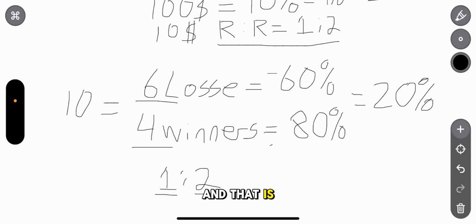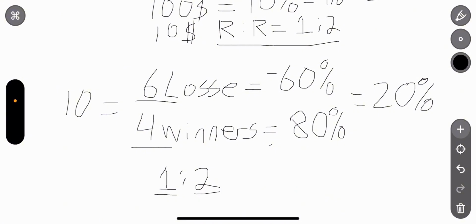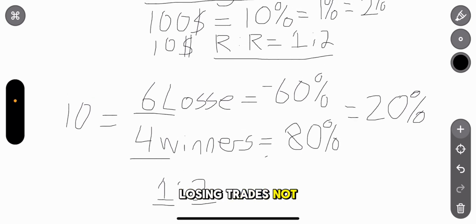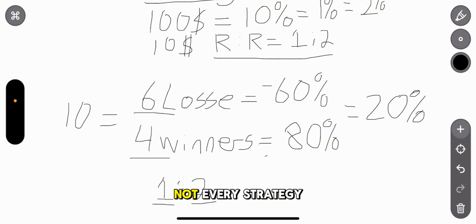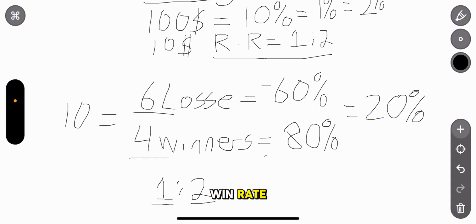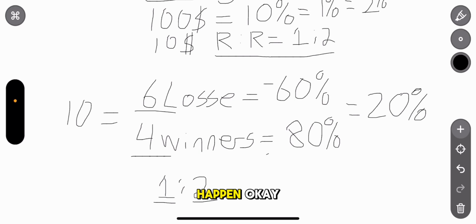And that is a little bit complicated, but once you get it, you will see that it's okay to lose, because it's inevitable for you to lose in trading. You will take losses. You will have losing days. You will have losing trades. Not every trade is going to win. Not every strategy is going to win and give you that 100% win rate. It's just not going to happen.